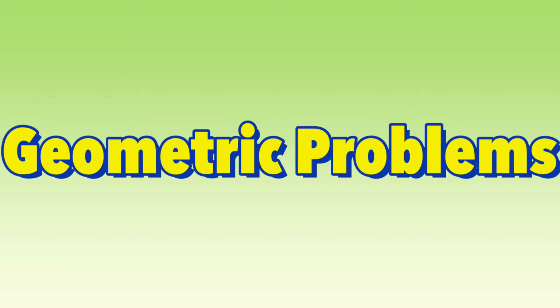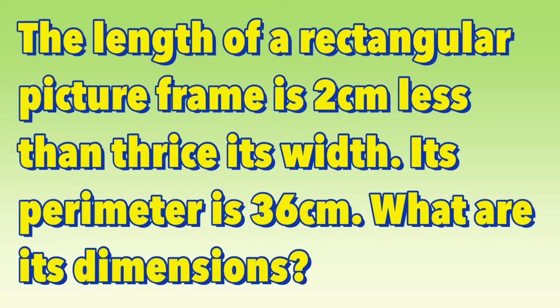Number 1 problem. The length of a rectangular picture frame is 2 cm less than twice its width. Its perimeter is 36 cm. What are its dimensions? If we analyze the problem, it is asking for the size of the rectangle, meaning what is the length and what is the width.